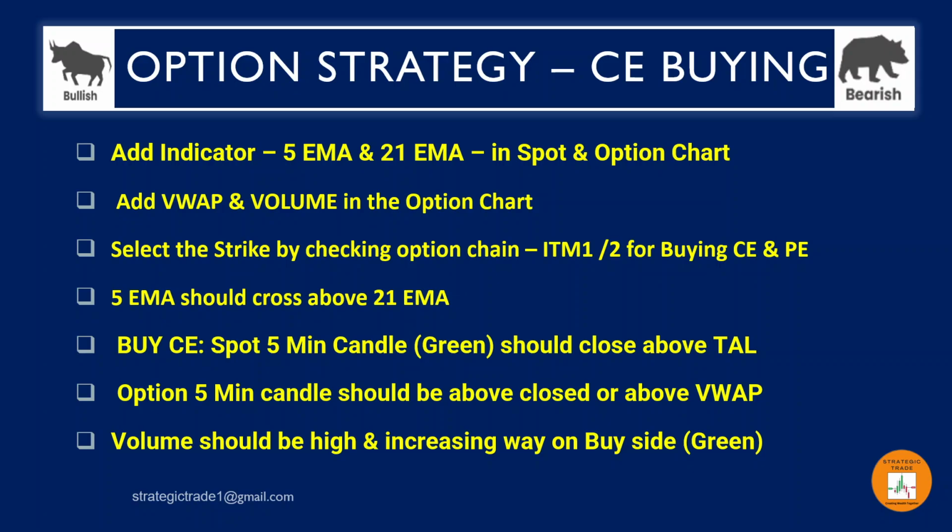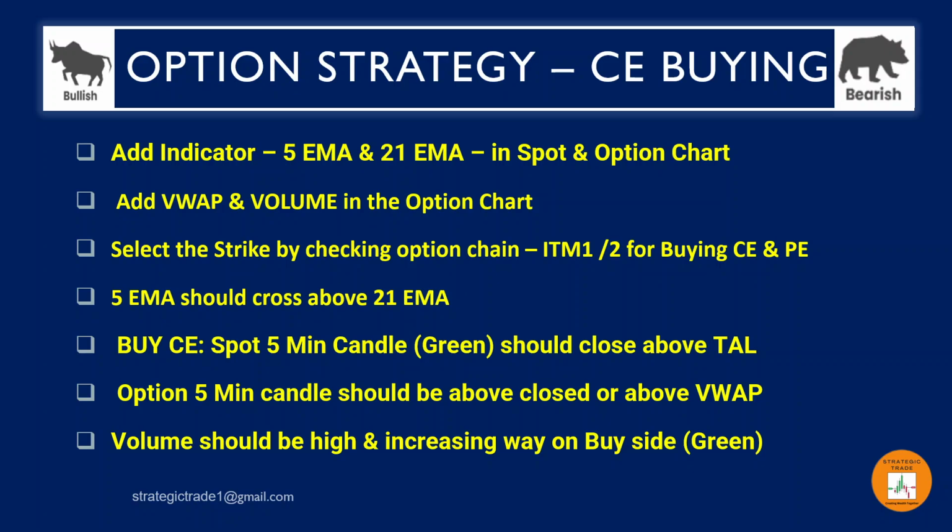Normally we select 2 strikes below or 2 strikes above, so that it will be better, because an in-the-money option will not erode as much. Theta decay will be very slow in an in-the-money contract, in-the-money strike. So that will be good for buying purposes. Normally taking ITM 1 or ITM 2 is good, and the 5 EMA should cross above the 21 EMA.